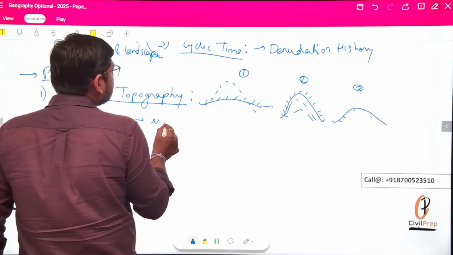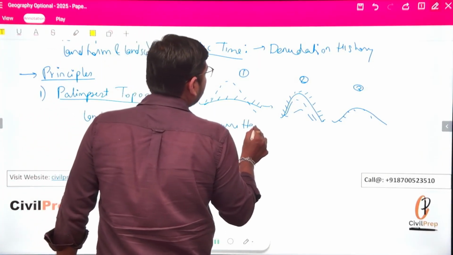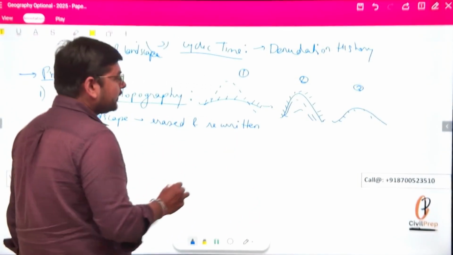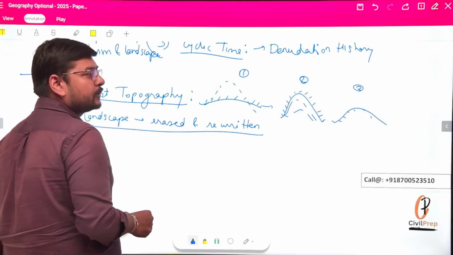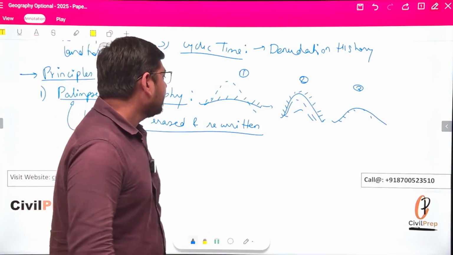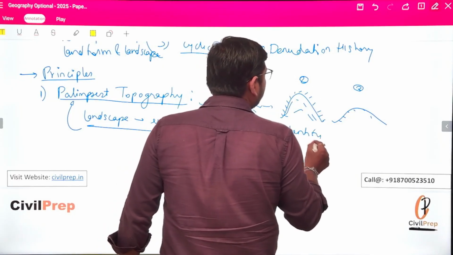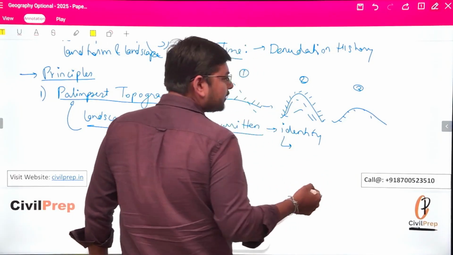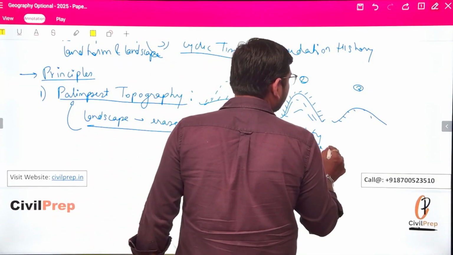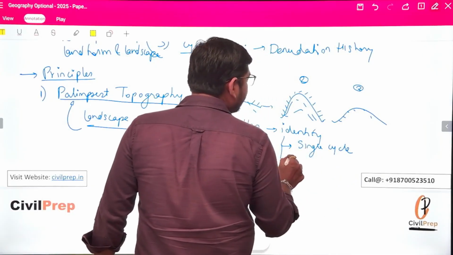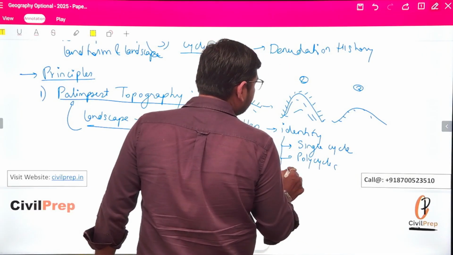when it is erased and rewritten, this particular aspect is taken up as a part of the palimpsest topography. This palimpsest topography helps us to identify whether the process of denudation was single cycle or monocyclic, or polycyclic, or it was multicyclic.